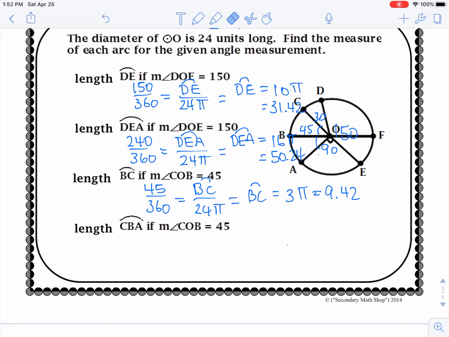And CBA is 90. COA is 90. And that's actually named wrong, the length. It should just say CA. So that's a resource error. And you get that equals exactly 6 pi, which is 18.84. And this concludes arcs, arc addition, and arc length.